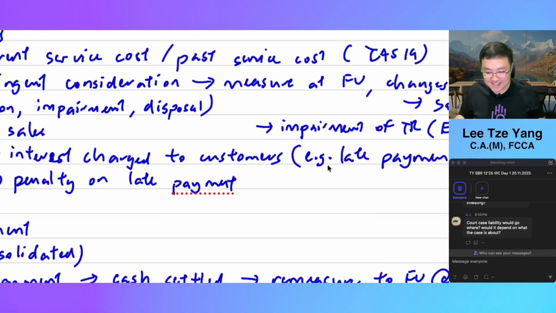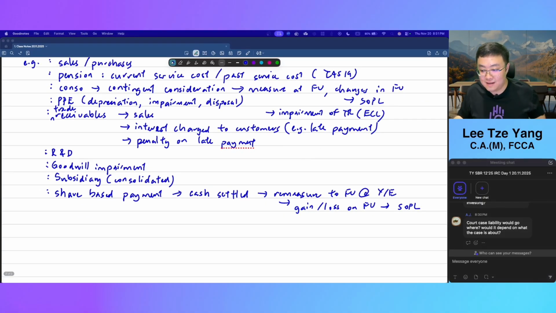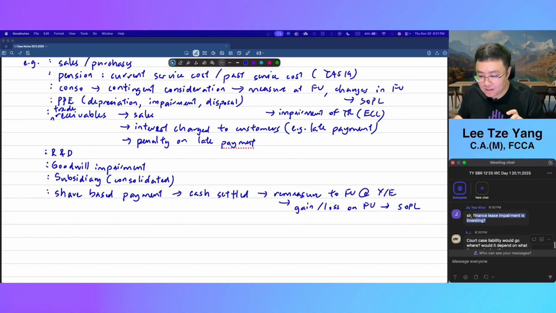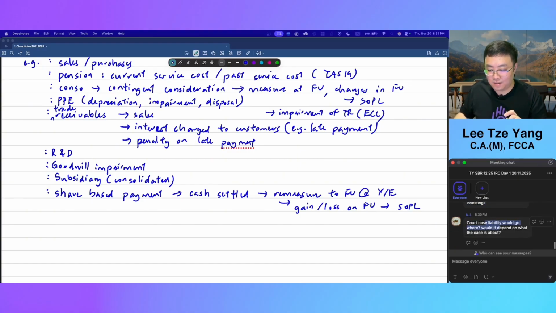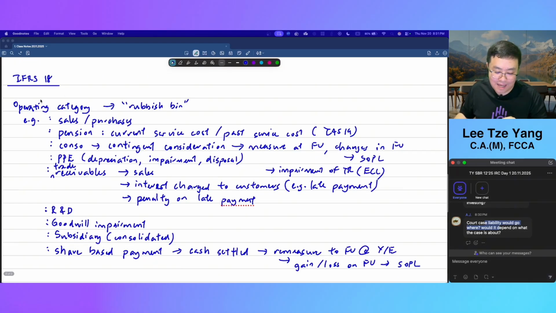Okay, there is also some questions by some of you in here. Let me see. Finance lease, hold on. Court case liability goes to where? Okay, yeah, AJ, most likely the provision would be under operating under IFRS 18, unless you tell me the court case is about your investment property, then investing. Otherwise, most of the time will be operating. So we really need to see the case. But my gut feel tells me very likely is operating.